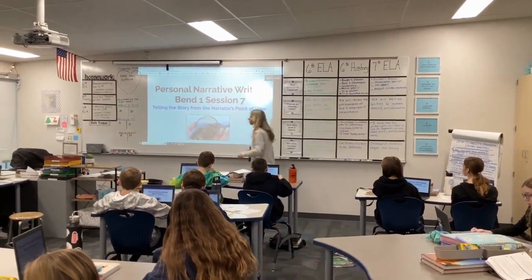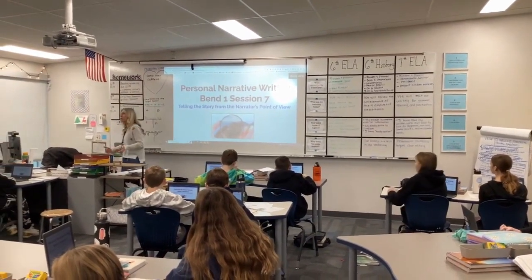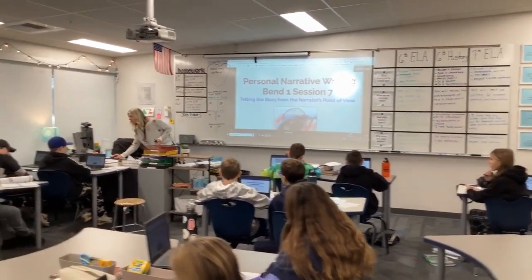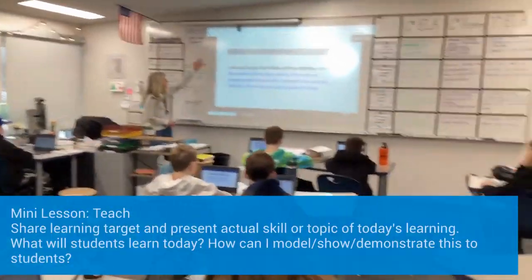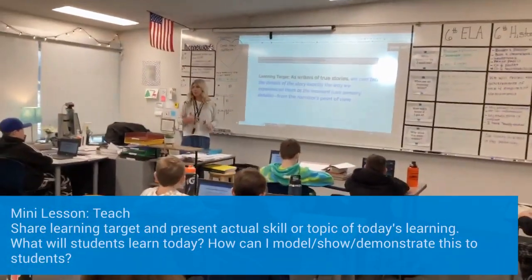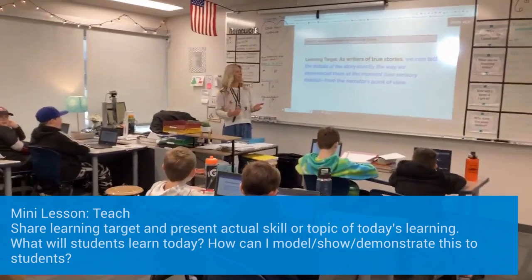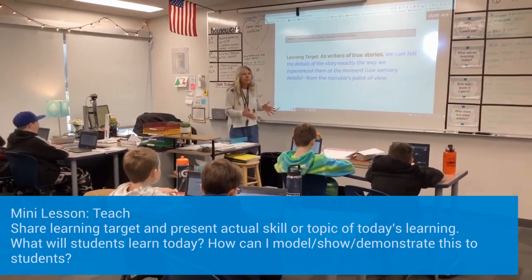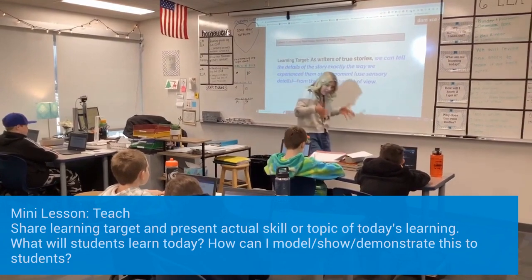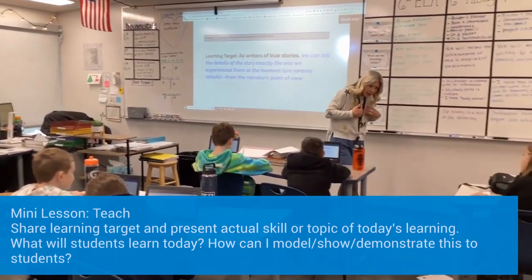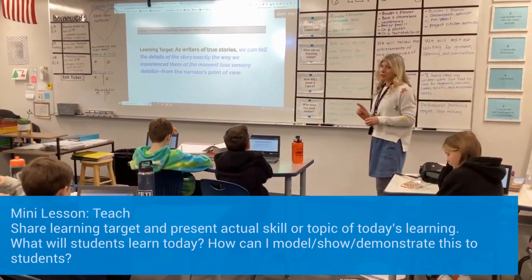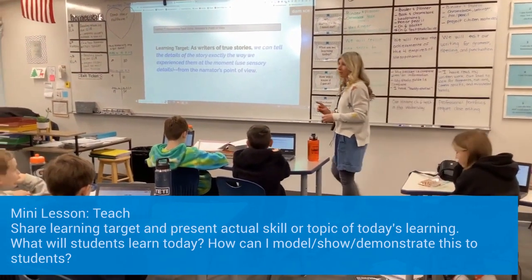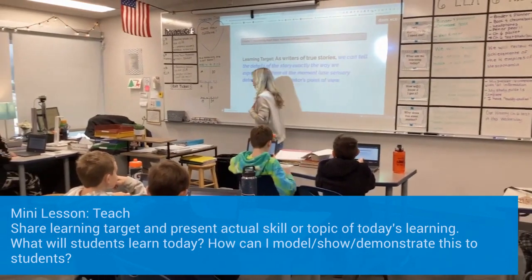So the revision process is going to start with telling the story from the narrator's point of view. So our target today is that we want to be adding some sensory details. We want to tell the details of the story exactly the way that we experienced it. But here's the trick. We want to make sure that all of these details are from the narrator's point of view.